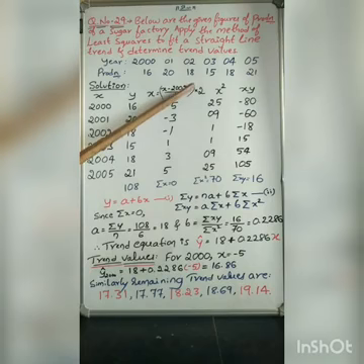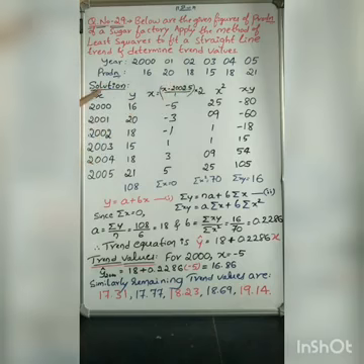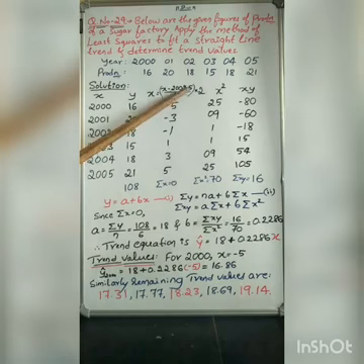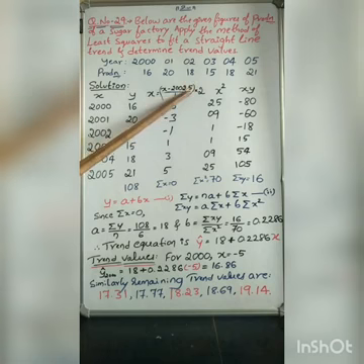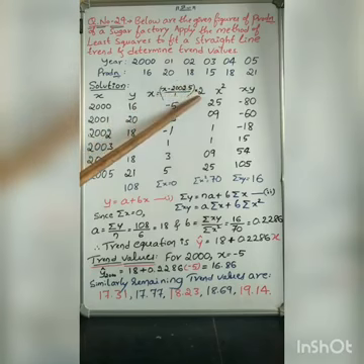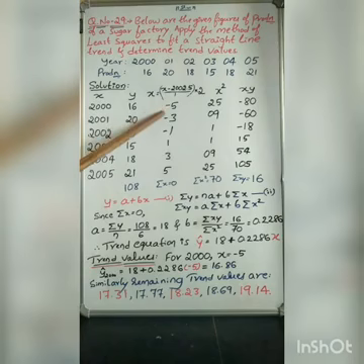2000 minus 2002.5, what is the value? X minus 2002.5. If you substitute 2000 over here, 2000 minus 2002.5, what does it become? Minus 2.5. This minus 2.5 divided by 1 remains minus 2.5. Minus 2.5 multiplied by 2 will become minus 5.